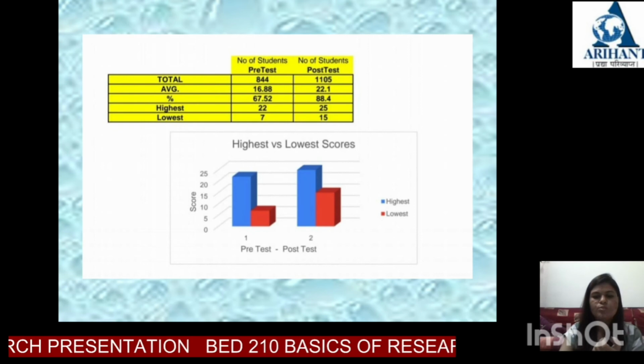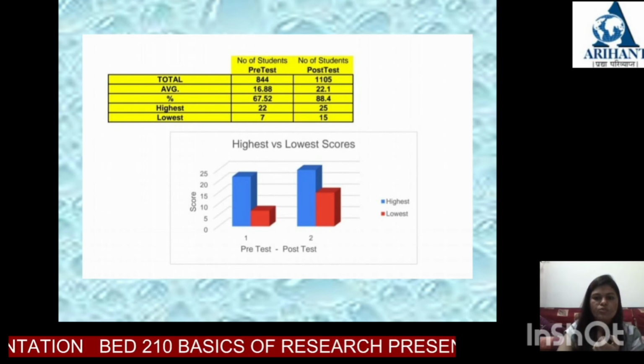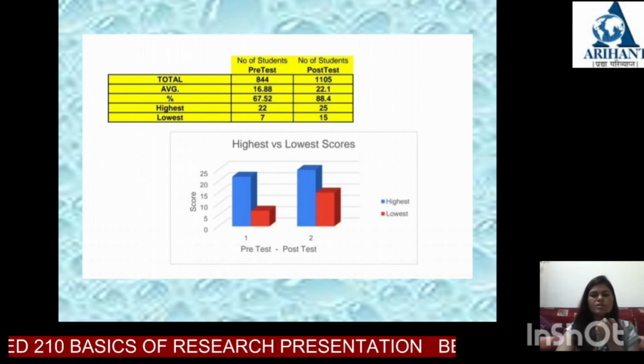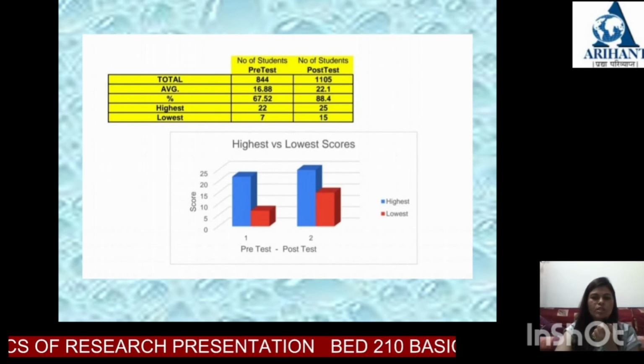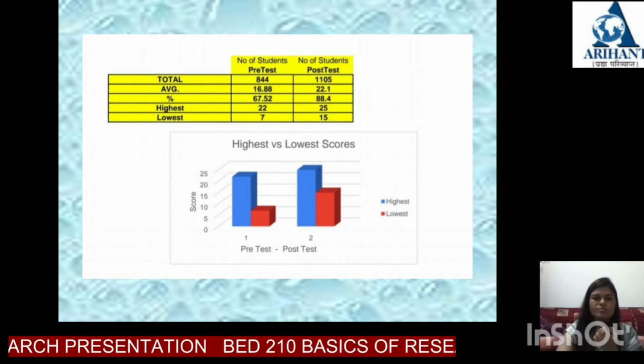So it actually proves that the concept map is really helpful in learning animal classification for the 10th standard, because it helps students get more marks than the typical learning process.